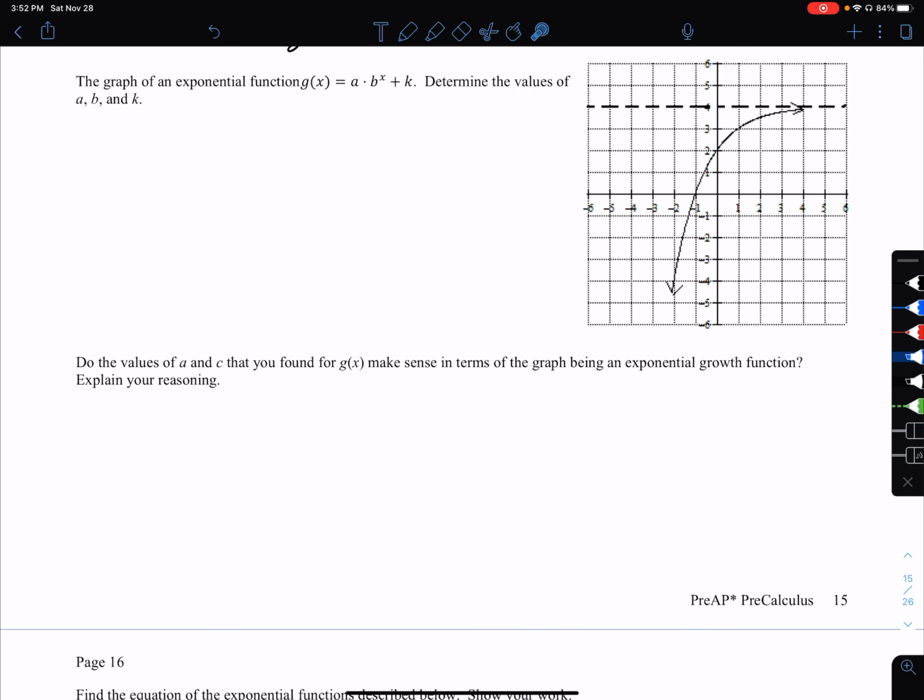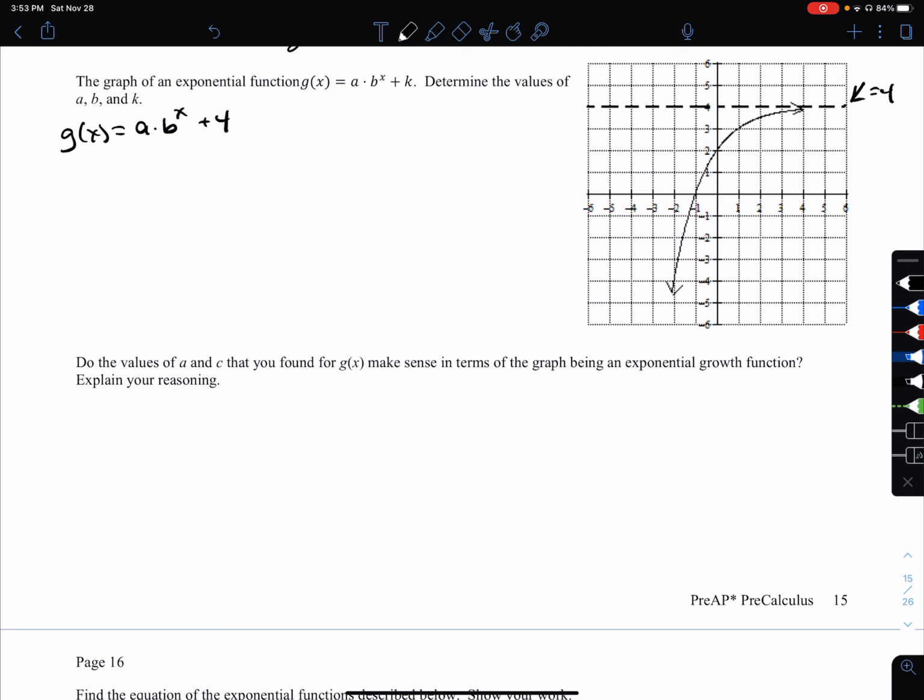The graph of an exponential function g of x is given. Notice how we are not translating left or right, like the previous one where we translated left. Determine the values of a, b, and k. Well, we can do some of this fairly easily. K is 4. It doesn't ask us to show our work for that, so we can just say k is 4. So now we can say that g of x is a times b to the x plus 4.